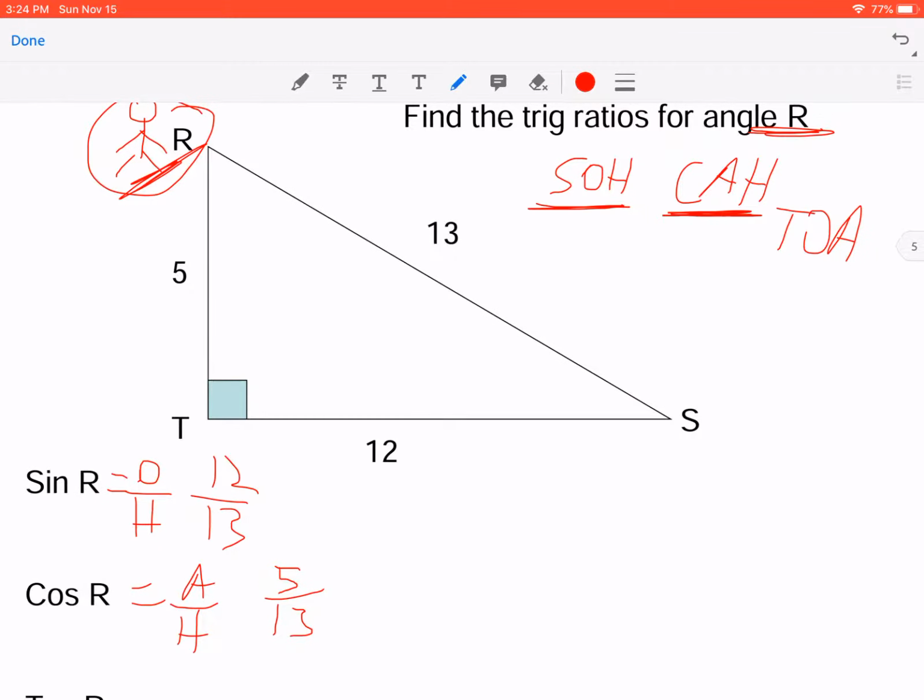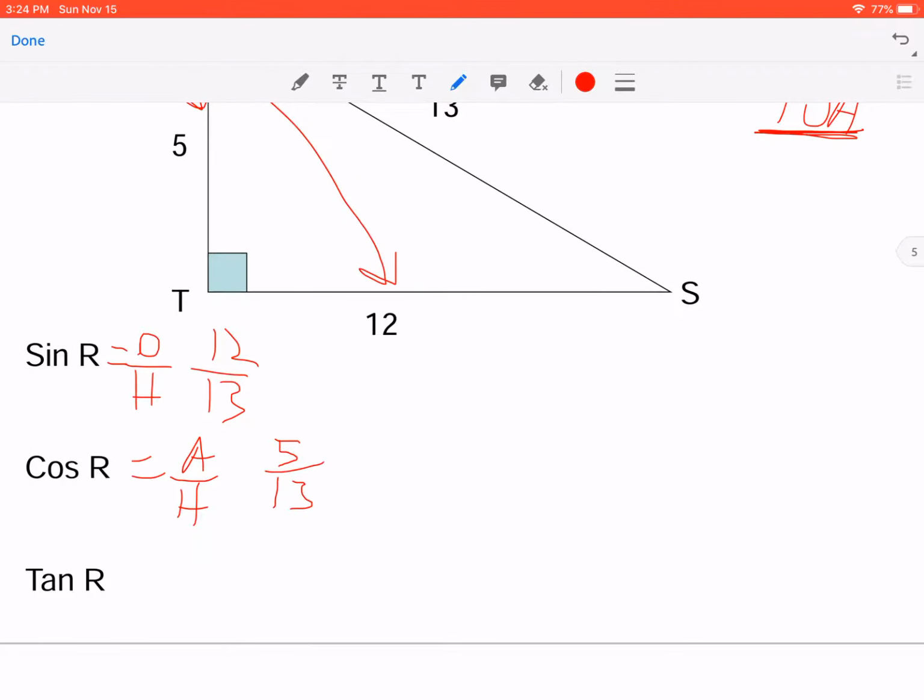Again, what was tangent? Opposite over adjacent. So who's opposite me? 12. Who's adjacent from me? 5. So tangent is opposite over adjacent. It's 12 over 5. Leave it. That's it. That's all it's asking. You don't have to do anything with it. We're not finding an angle yet. I'll show you how to do that next.